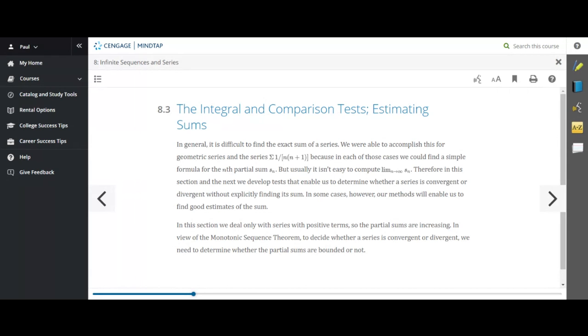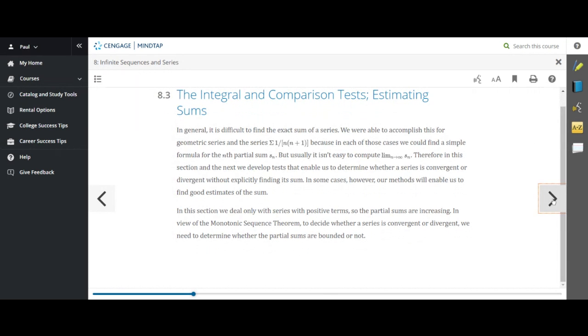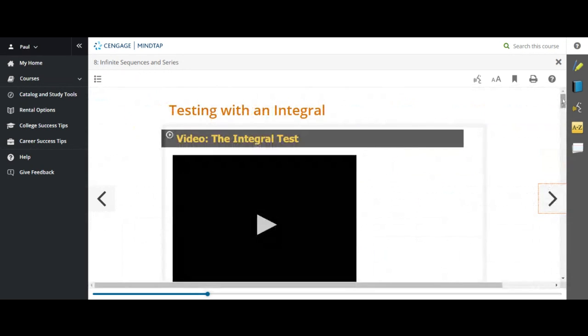Section 8.3 talks about different kinds of tests that can be used to determine if a series converges or diverges. What I'd like to do is go through the ebook and show you the different tests, and then we'll look at some examples.